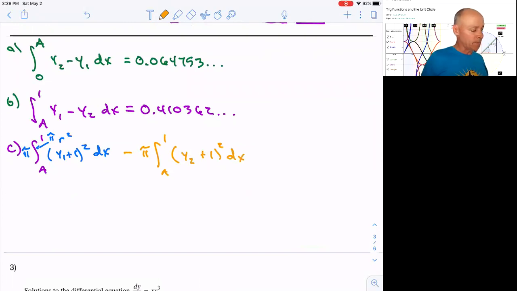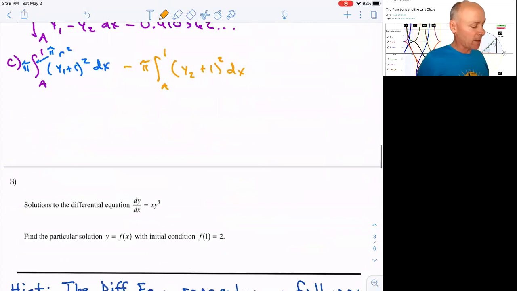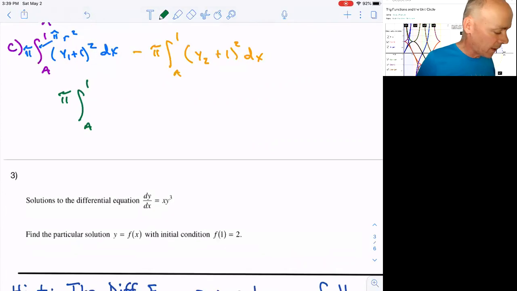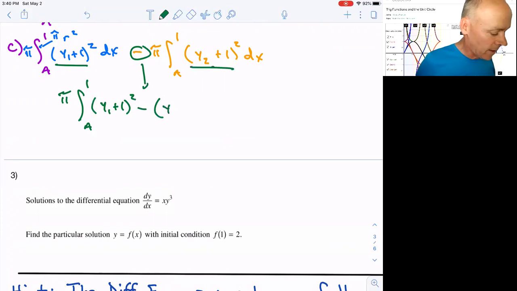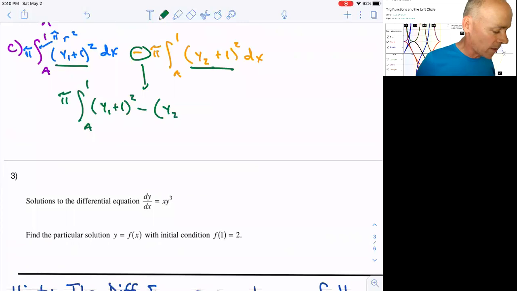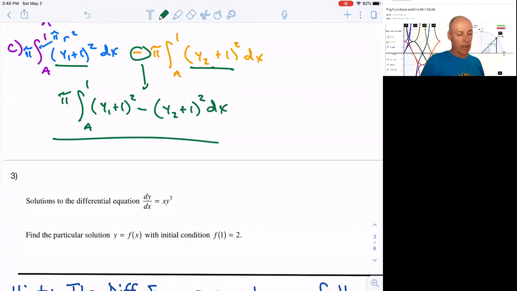To save time putting this in the calculator, I'm just going to do it as one single integral. So I'm going to have pi, and my bounds are the same, that's why I can combine them. The first part of my integrand is just that first one, quantity y sub 1 plus 1 squared, minus the integrand from the second integral, y sub 2 plus 1 squared dx. Now this is exactly what I have to put in my calculator.